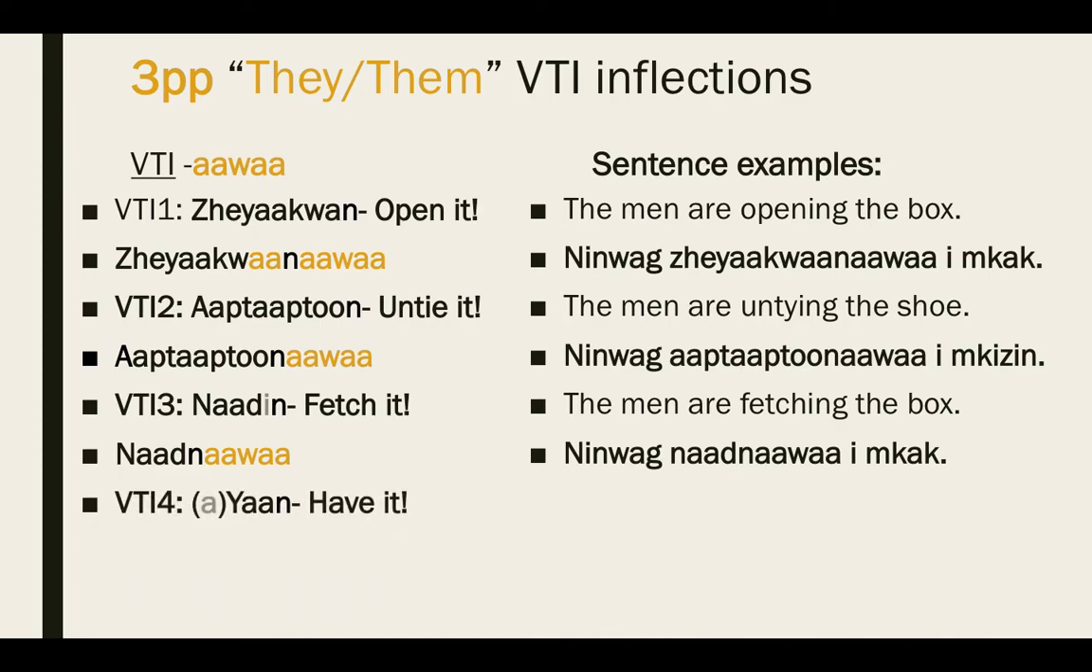So we have yan, have it. And notice how our initial A sound has been grayed out. So we're not even going to use this because we're not attaching a prefix to it at all. So we can omit this A from our speech. So we should have ya na wa. Ya na wa. So our example translation: the men have the box. So I'll give you a few seconds to translate that one on your own.